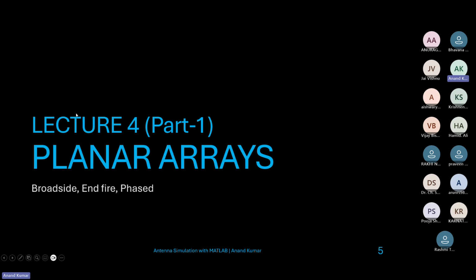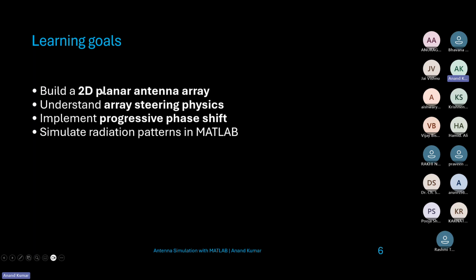So continuing the previous lecture on arrays, we'll finish planar arrays today. And again, we'll see broadside and end-fire and phase. We'll see one code for a planar array for broadside and end-fire, and then a 45-degree phase. So the goal is to learn 2D planar arrays, and we'll see some other examples for which we won't discuss the script. I've shared the script with you. They're very similar to the one which I'm showing here. And then we'll see steering and progressive phase shift.